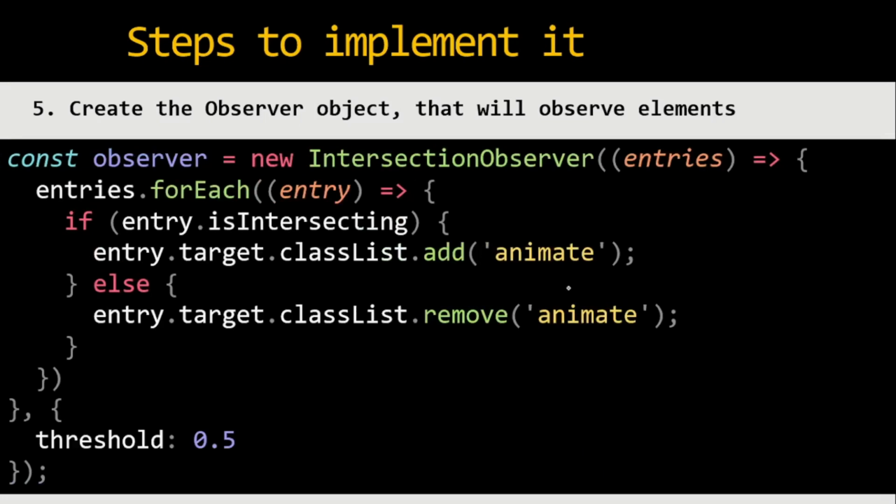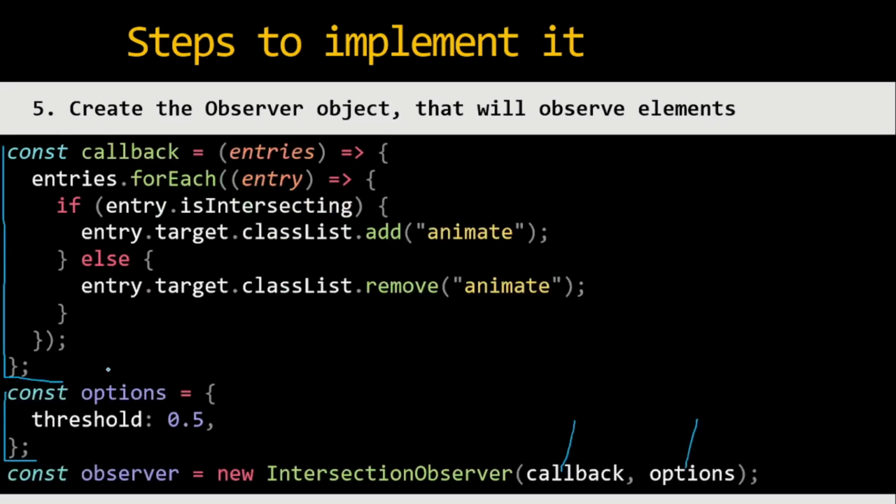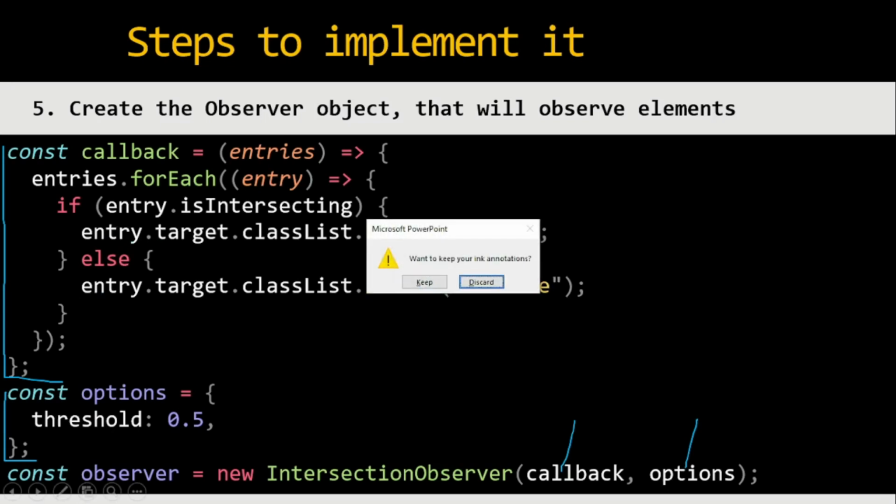This is the same as this one, but this one is everything at once. You can see we have this callback function that stops here, and then comma, we have these options. But this one I try to break it down so that you can understand it. So let's first write the callback function.